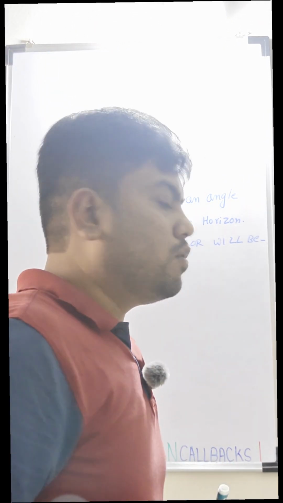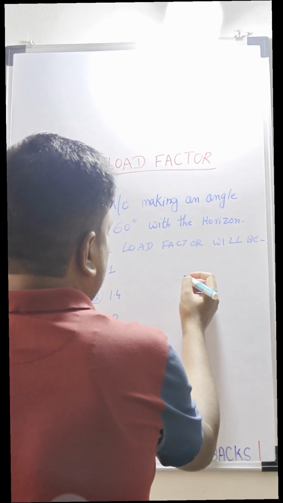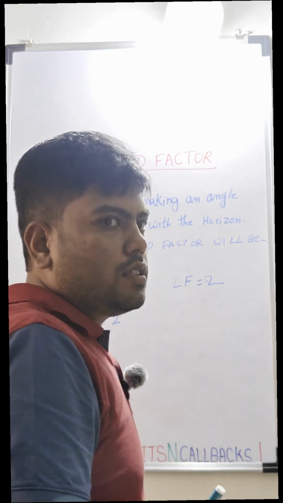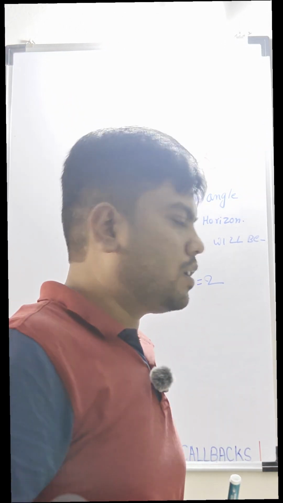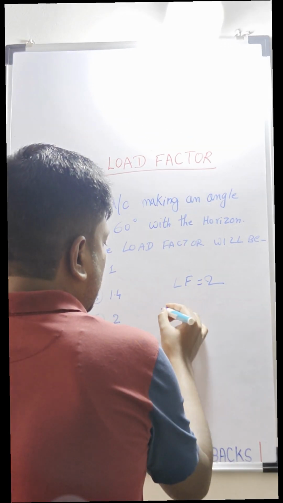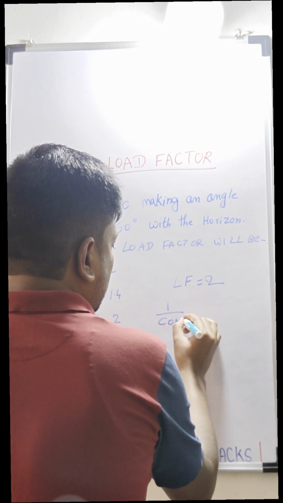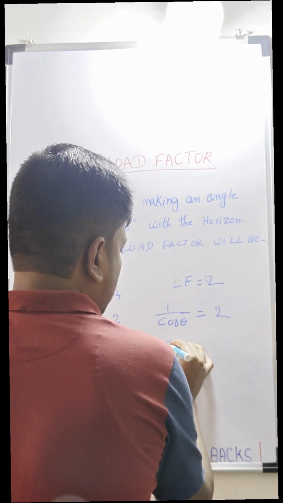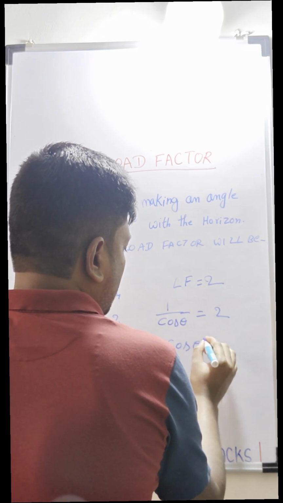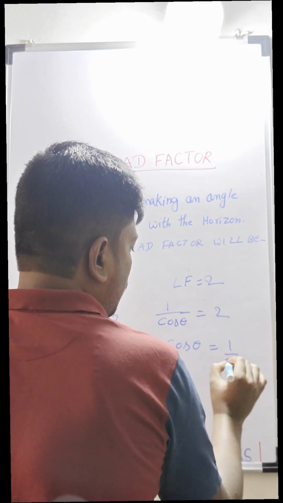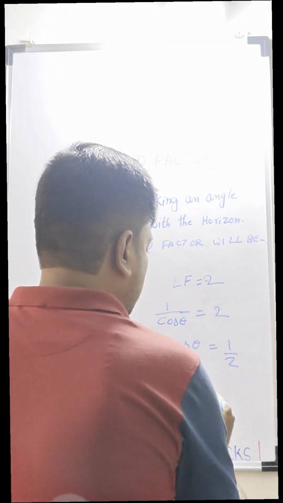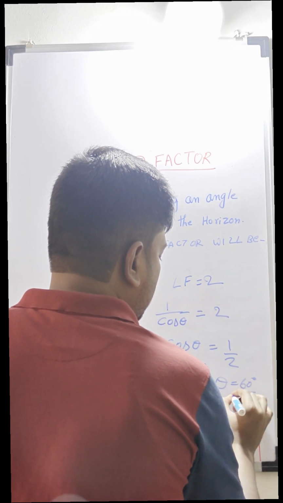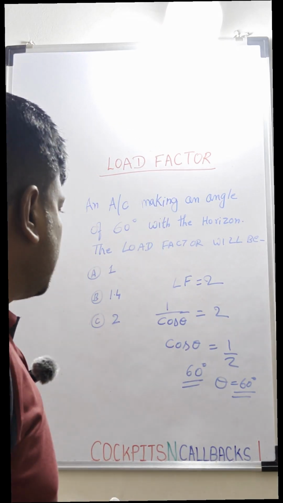Or the other way around, they might give you that the load factor is 2. What is the angle that the aircraft is banking at, right? So how do you do that? 1 by cos theta is given as 2, right? We invert this. Cos theta equals 1 by 2. And what value of theta has cos theta equal to 1 by 2? That is 60 degrees. So theta is 60 degrees, that is your bank angle, right?